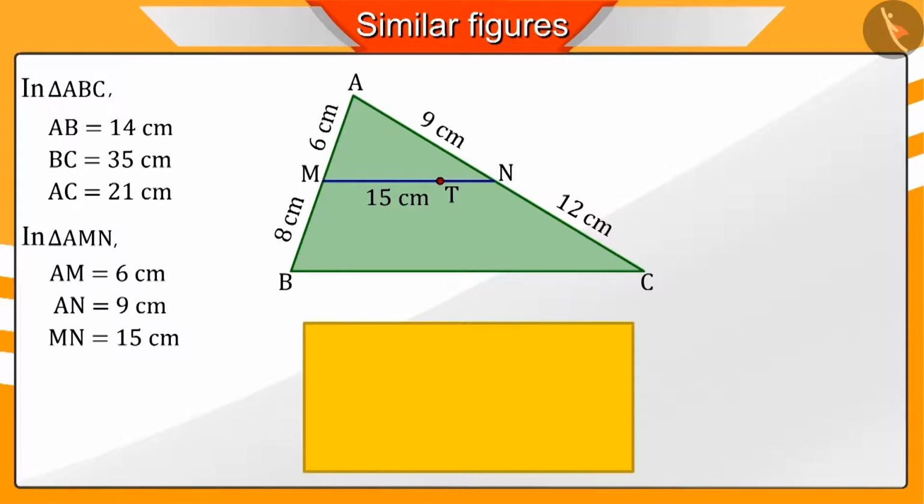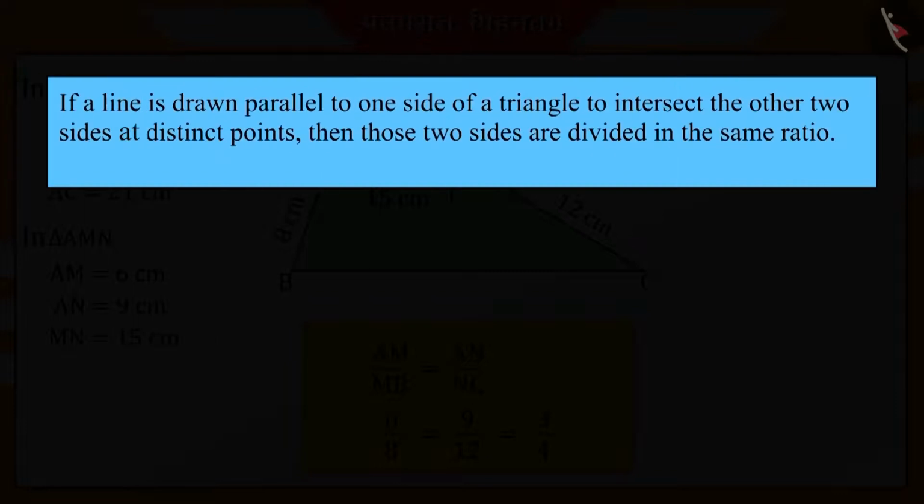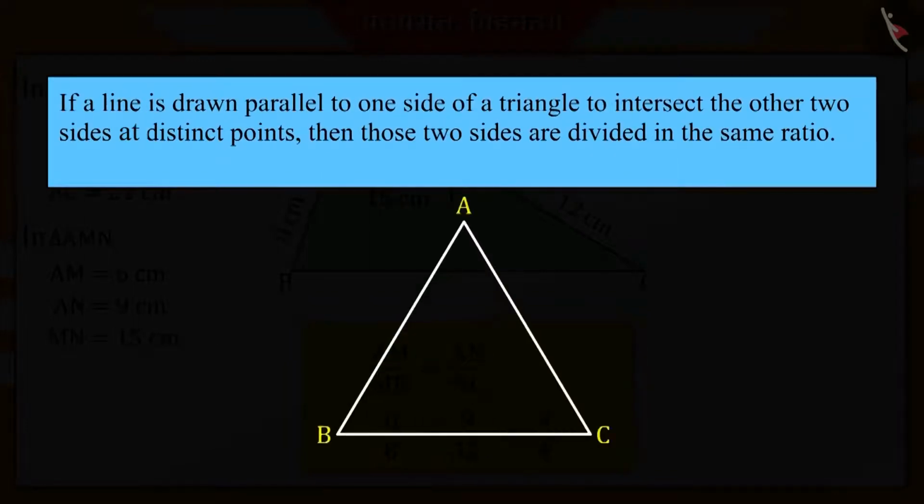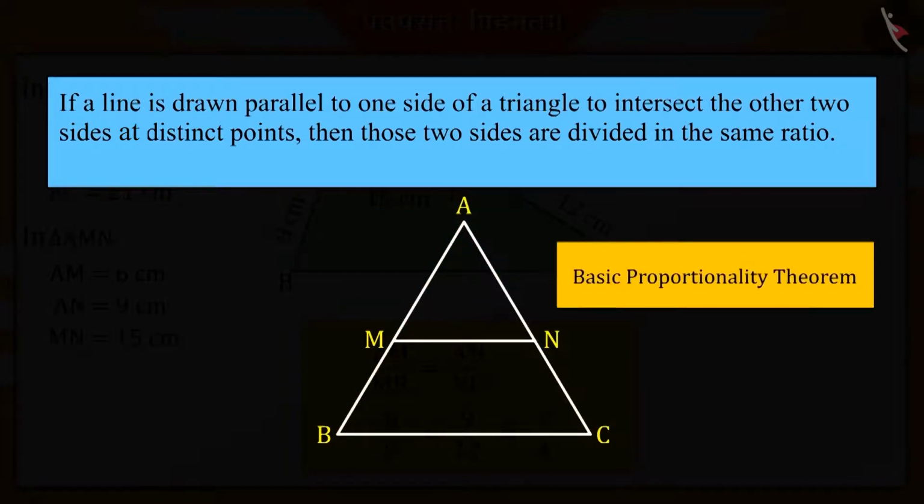If you pay attention, you will find that AM/MB and AN/NC are mutually proportional. Based on this activity, we can say that if a line is drawn parallel to one side of a triangle to intersect the other two sides at distinct points, these two sides are divided in the same ratio. And this is known as the basic proportionality theorem.